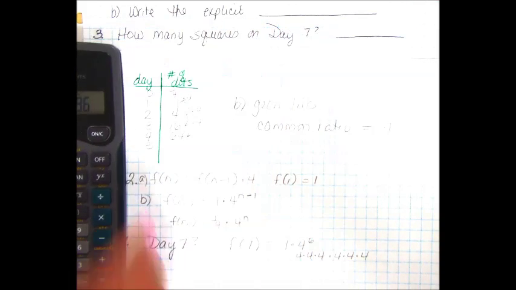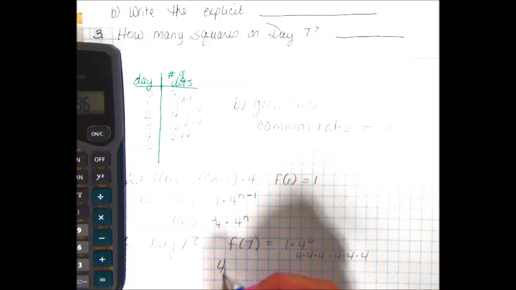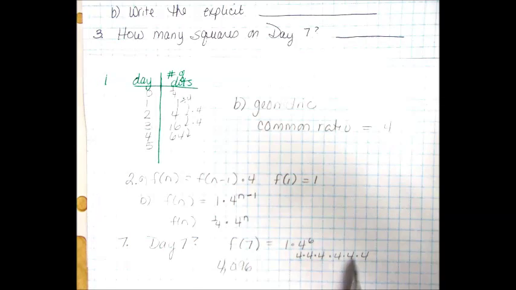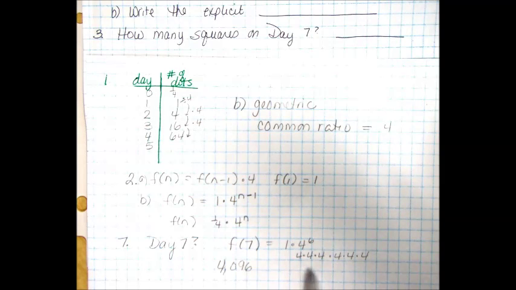So let's go ahead and write that. We would have had 4096. So if you did it by the calculator, this way I used a scientific calculator, but you could have also used a regular calculator, or you could have finished the table to get day 7.